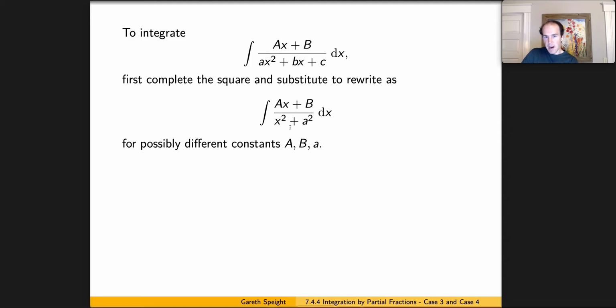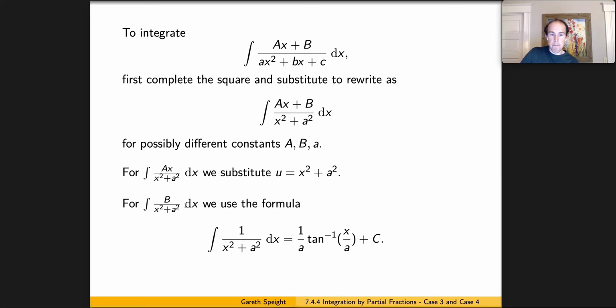And then this one we can integrate by splitting up along the numerator. Remember, we can always split fractions along the numerator, but not along the denominator. Then we can integrate ax over x squared plus a squared just by substituting u equals x squared plus a squared, because the derivative of this substitution will be 2x. There is 2x, up to a constant multiple, on the top. So that means substitution is going to work out nicely.